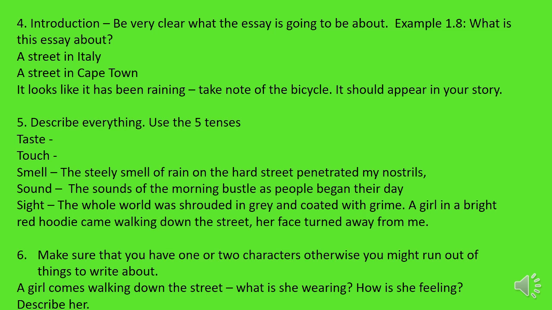For example, a girl comes walking down the street. What is she wearing? How is she feeling? Describe her. So there you can go to town on your description if a character appears in the story.